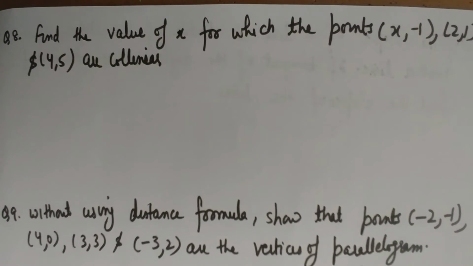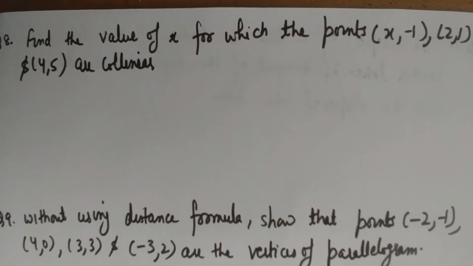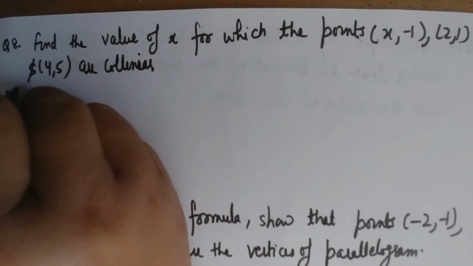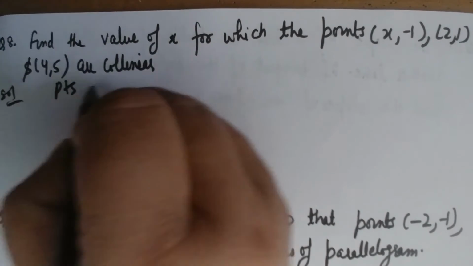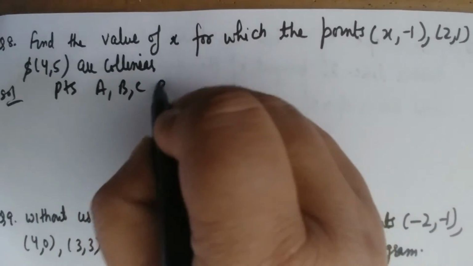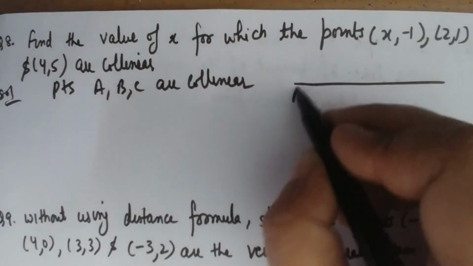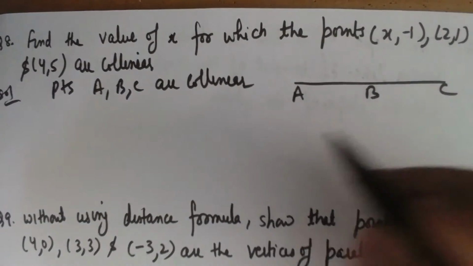Question number 8 is: find the value of x for which the points (x minus 1, 2), (1, 4) and (5) are collinear. So the condition is that points A, B, C are collinear. Collinear means they lie on the same straight line, A, B, C, right?